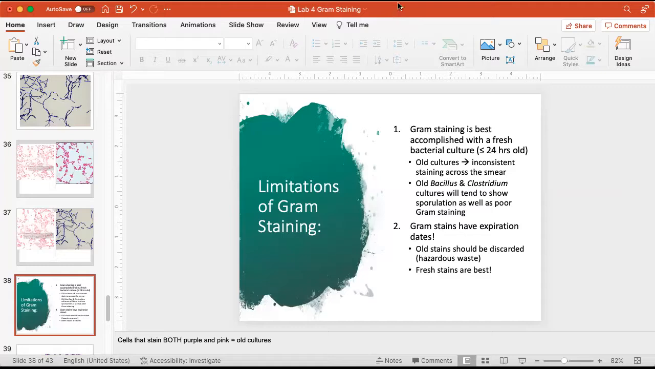All right. One of the things we need to know about gram staining is what its limits are. And this is really practical information more than anything. Gram staining is best accomplished on a fresh bacterial culture or a fresh patient sample. And what do I mean by fresh? In microbiology, I mean less than 24 hours old.